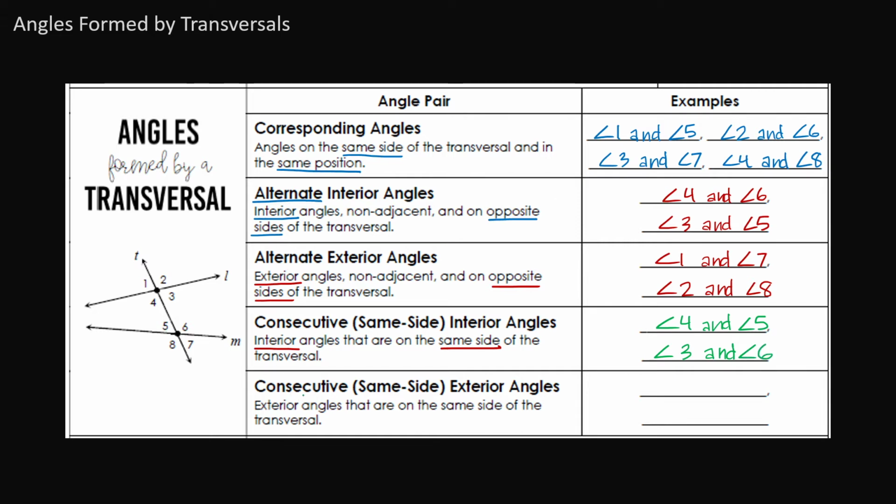And we have consecutive or same side exterior angles. These are outside of lines L and M, or outside the lines that are intersected, and they're on the same side of the transversal. So the angles that I see that are outside the intersected lines would be angles 1, 2, 8, and 7. And if I want to find the pairs that are on the same side of the transversal as each other, that would be angle 1 and 8.